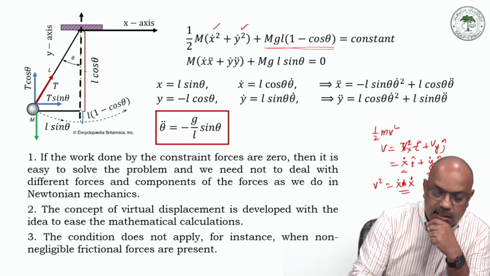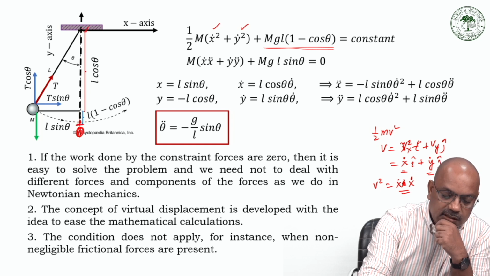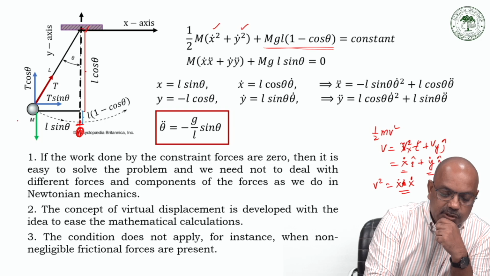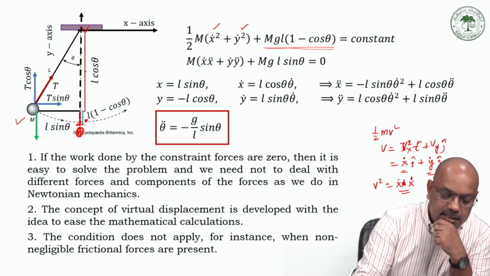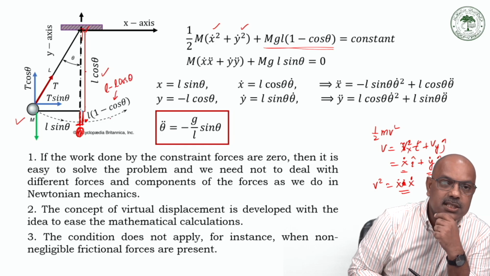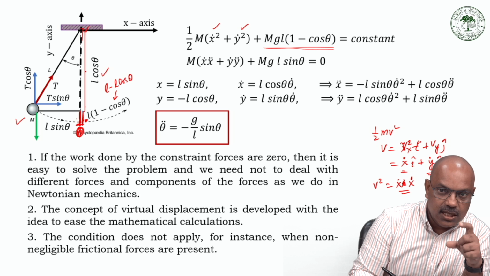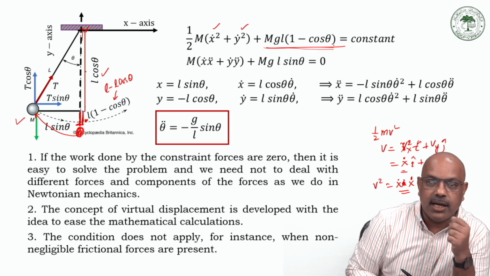Earlier, when the bob was at this position, the total length from here to here was L. Now the bob reaches this position, so the height it gains is this height. The total one is L, and this height is L cos theta, so the gained height is L minus L cos theta, which is L(1 minus cos theta). So the change in the potential energy, going from 0 to this position, is mgl(1 minus cos theta).